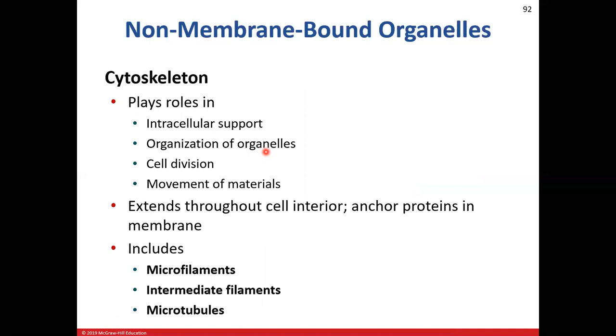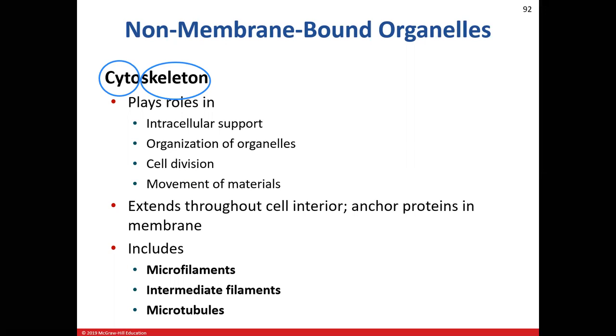Other non-membrane organelles really include components of the cytoskeleton. The cytoskeleton is exactly what it sounds like. If you break the term down into its component parts, we have cyto, and then we have skeleton. Well, we know what the human skeleton is. It involves our bones and provides us structure and allows for mobility. In this case, it plays the same role, except now we're talking about the cytoskeleton, and cyto refers to cell. So this is basically the skeleton of the cell. What it does is it plays roles in intracellular support, organization of organelles, cell division, and movement of materials.